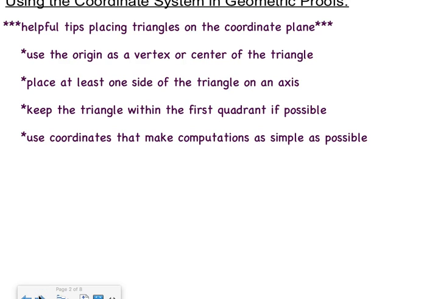Okay, so we have some tips when you are using the coordinate system in a proof. So you want to always use the origin as either a vertex or the center of your triangle.